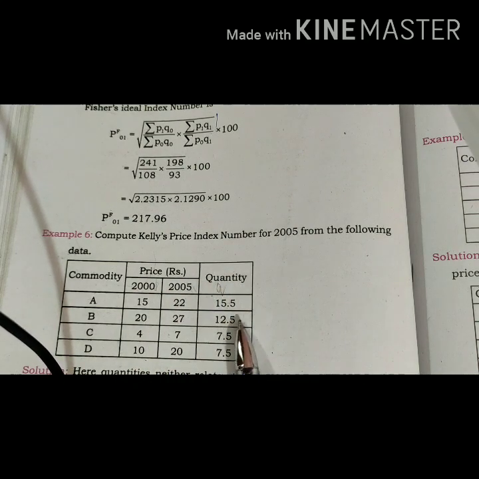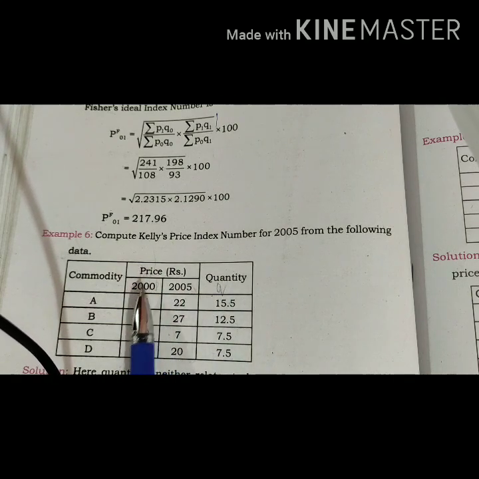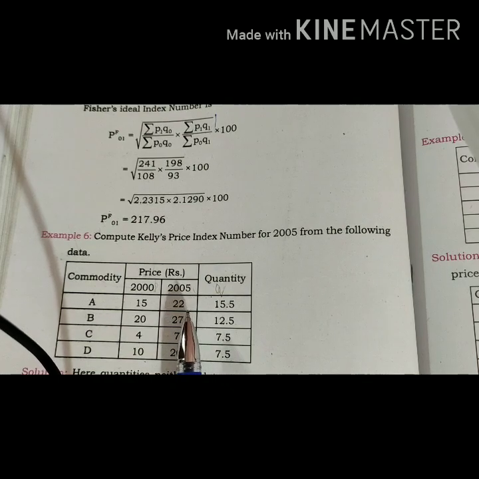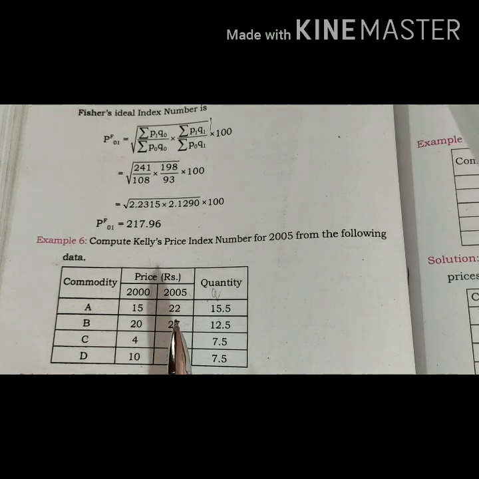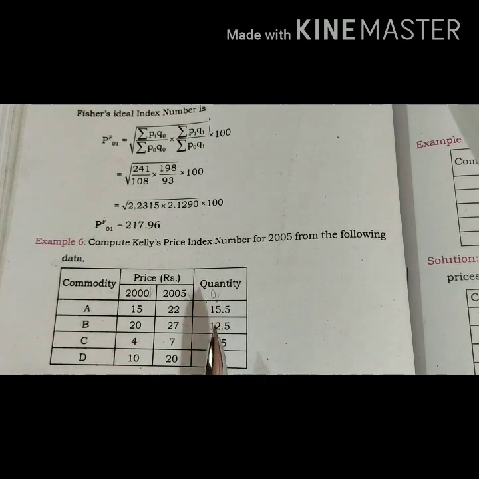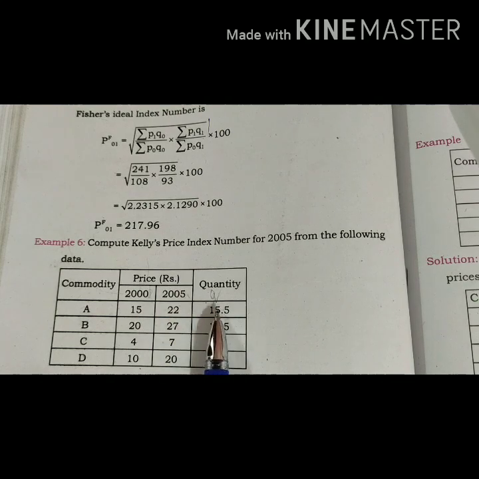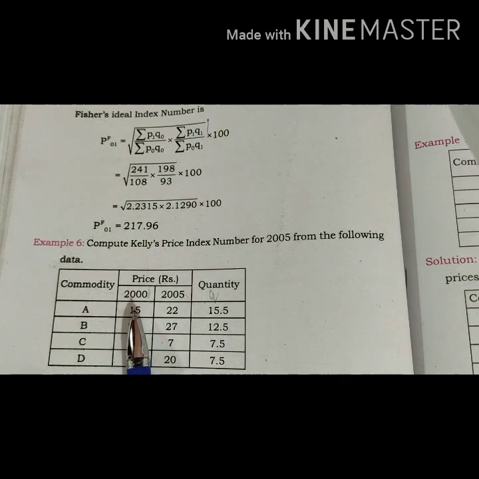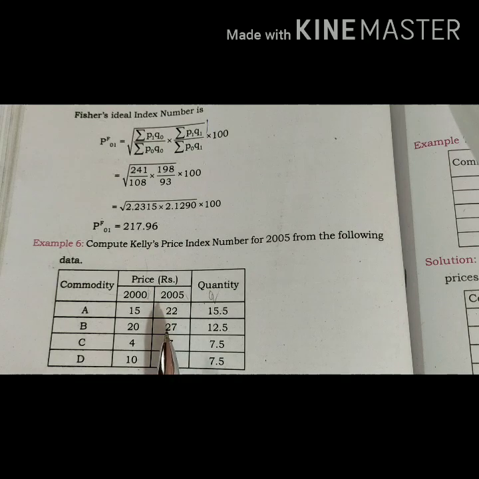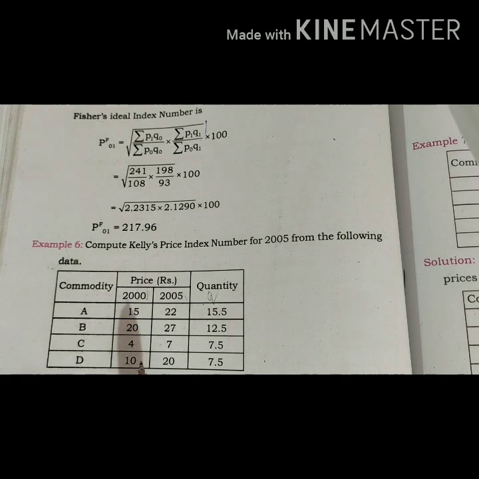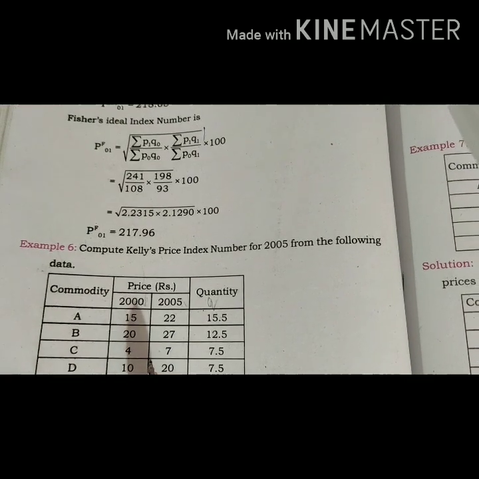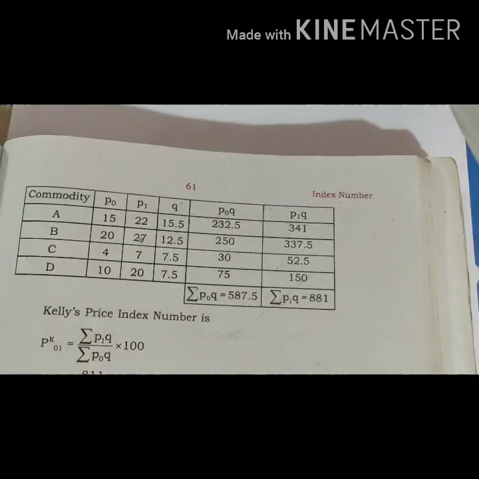Now quantity is given only once. There are no separate quantities for the base year and no separate quantities for the current year. Quantity is given only one. That means here the quantity neither relates to the base year nor to the current year. So the approximate index number can be found by applying Kelly's fixed weight method. How to calculate this? Let us see the solution.